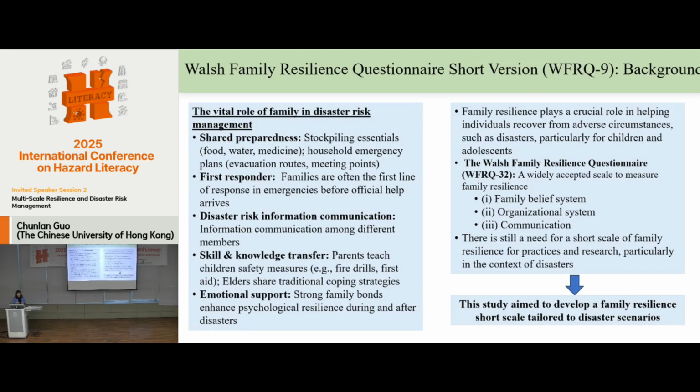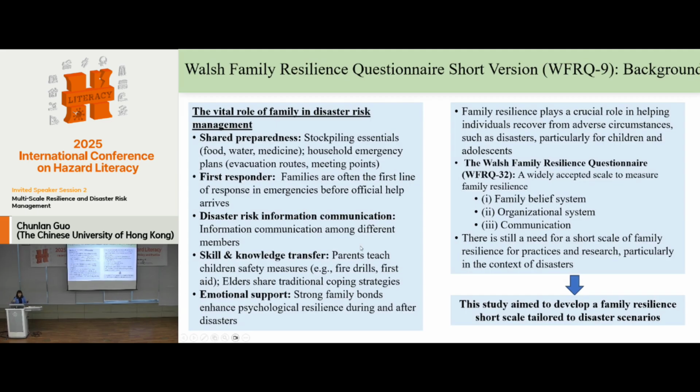And now let's look at how we developed a short scale based on Froma Walsh's full scale of family resilience. We know that the family plays a very important role in disaster risk management, because when FEMA counts disaster preparedness, they count 3 days of water and 3 days of food. All of them are based on the family. So the family is the basic unit to prepare those essentials. They are the first responders before governments launch help, and they share information among different members of the family.